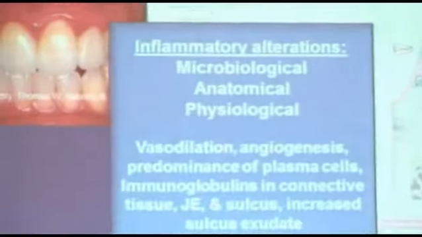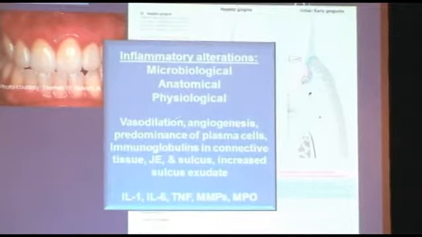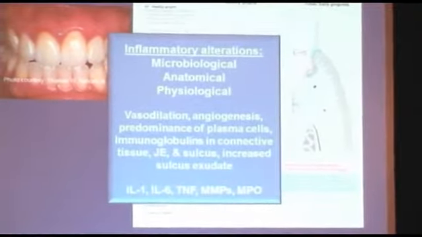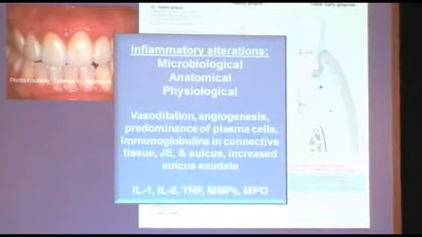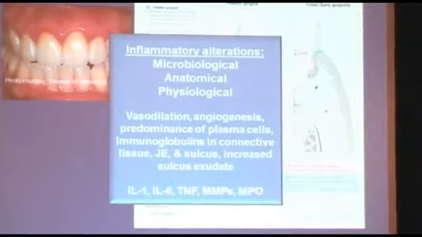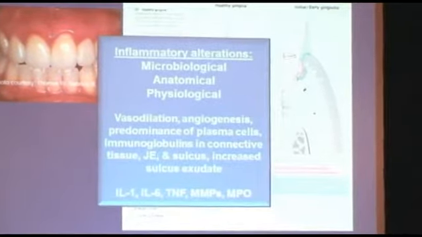But look what happens even when we have an early lesion, an early or initial gingivitis. We can see this based on our clinical signs, but what we are seeing here is that we're starting to see some changes. This is certainly early disease. How do we know that? Because when we look at the inflammatory mediators and the microbiology, we begin to see three alterations, even in early disease: microbiological differences, anatomical differences, and physiological differences, including vasodilation, angiogenesis, prominence of plasma cells, all of the innate and the acquired immune responses, including the immunoglobulins in connective tissue, and increased sulcus exudate.